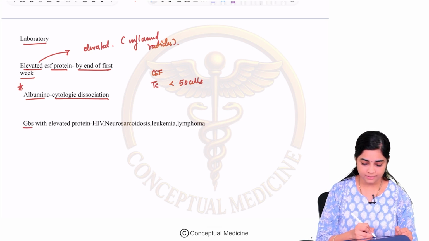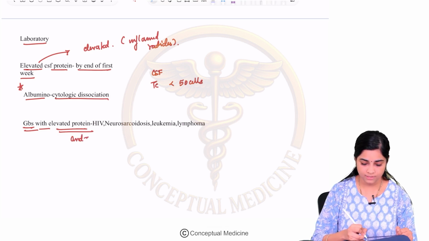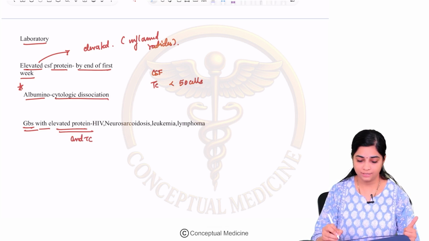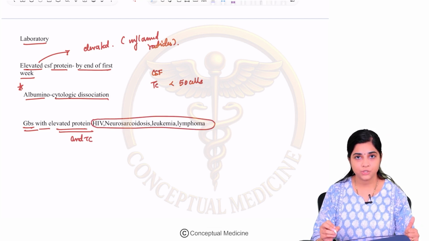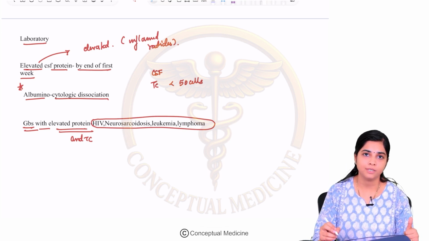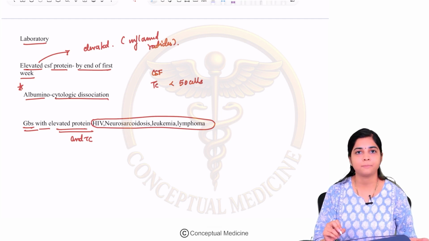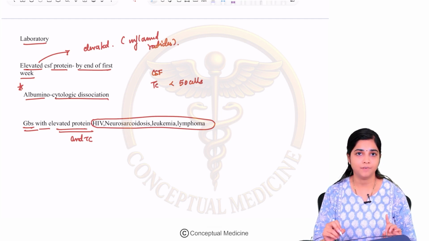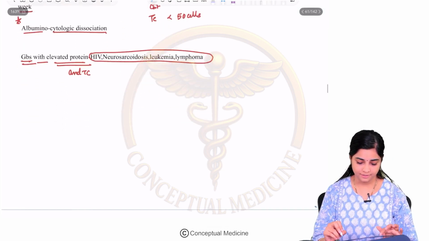Now, if there is GB syndrome clinically, but you have much higher elevated proteins and total counts are also elevated, then you have to think of other conditions like what? HIV, neurosarcoidosis, leukemias and lymphomas, right? Because all of these can also cause GB syndrome-like paralysis. Be very, very clear. Fine, so that is about your CSF findings.